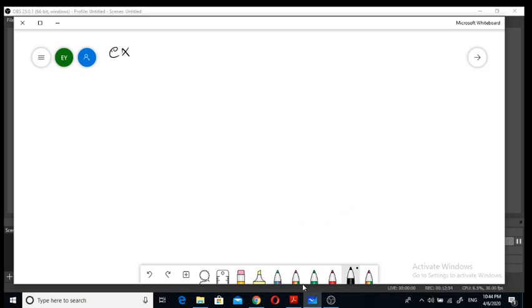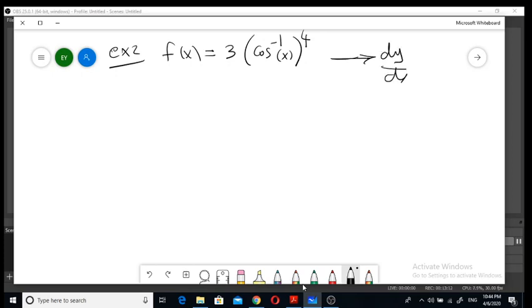Let's see another example, example 2. If we have f of x is equal to 3 cosine inverse x all to the power 4, and we need to find dy by dx, or f prime of x. Again we have composite functions, so we are going to use the chain rule.